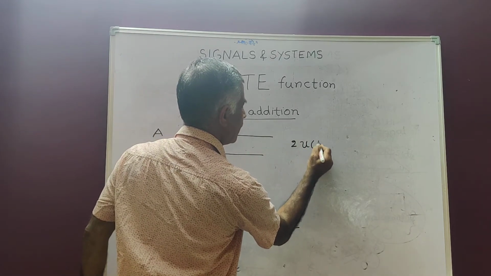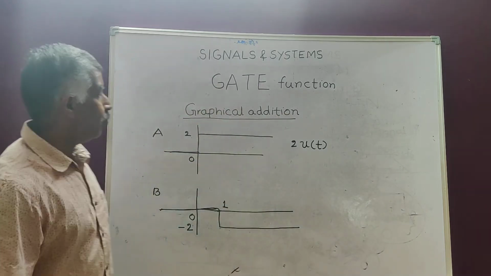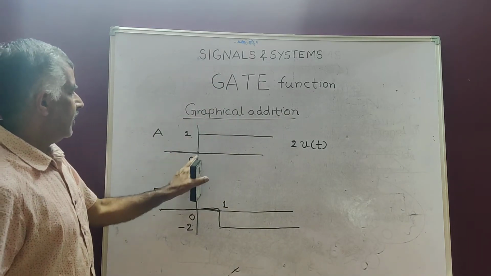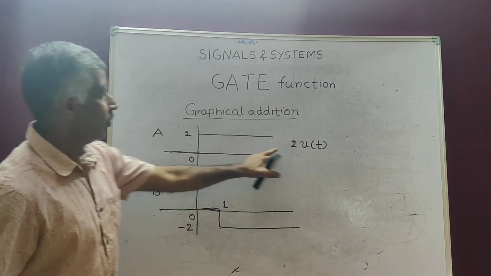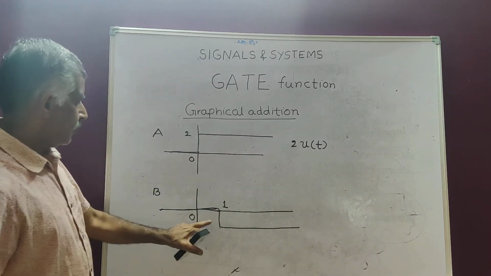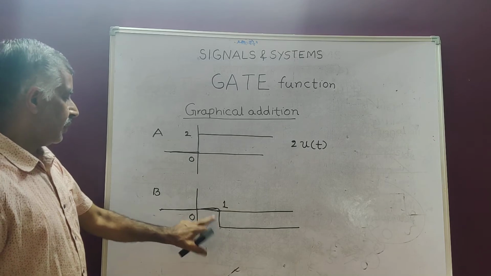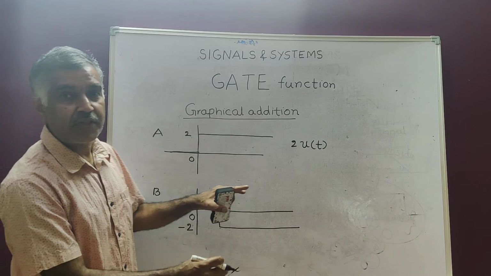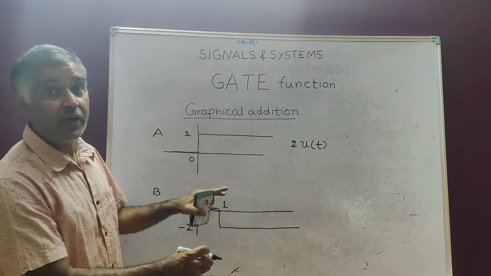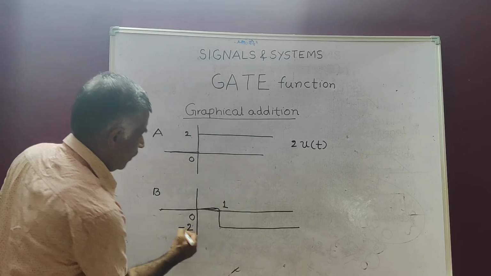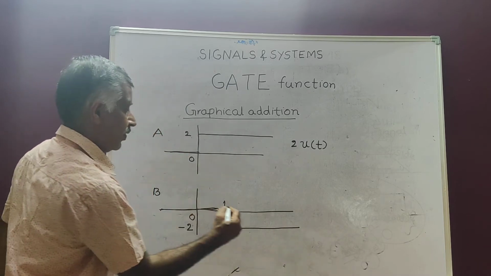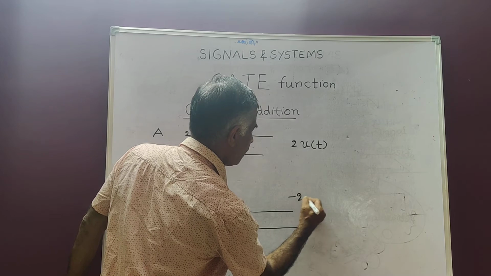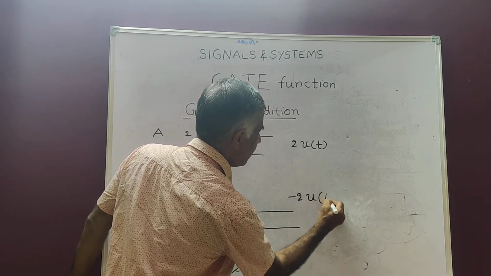Waveform A is nothing but 2u(t). It is 2u(t) because its height is 2 and the step takes place at t equals 0. So what about this one? This is an inverted, shifted step function. Here it is minus 2, and this waveform is minus 2u(t minus 1).